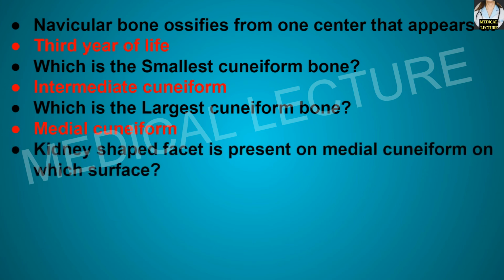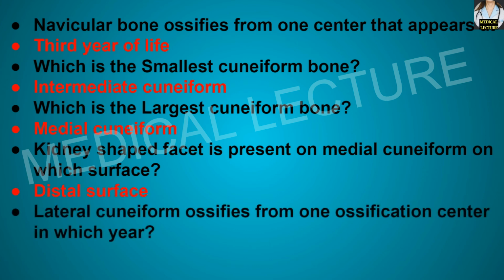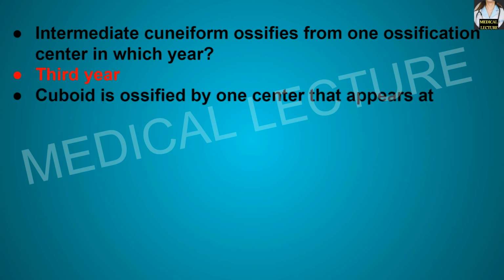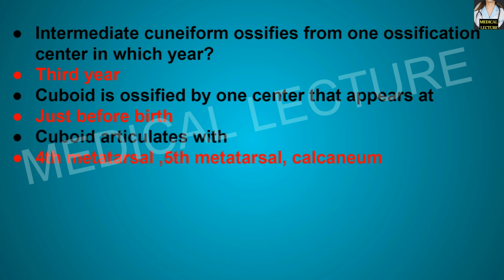Kidney-shaped facet is present on the medial cuneiform on which surface? Distal surface. Lateral cuneiform ossifies from one ossification center in which year? 1st year. Intermediate cuneiform ossifies from one ossification center in which year? 3rd year. Cuboid is ossified by one center that appears just before the birth. Cuboid articulates with the 4th and the 5th metatarsal and the calcaneum.